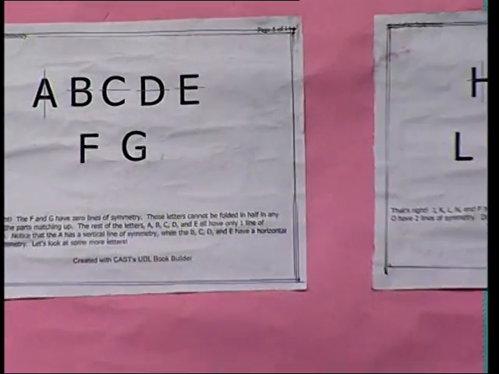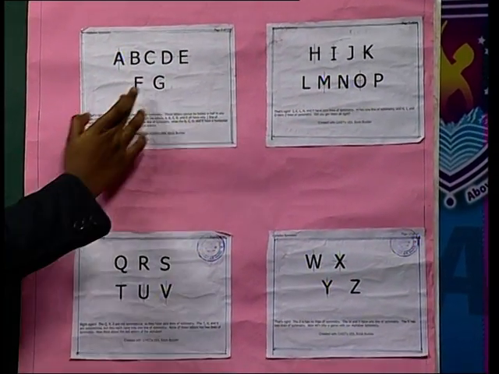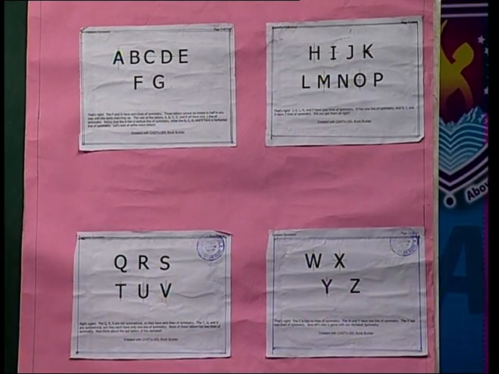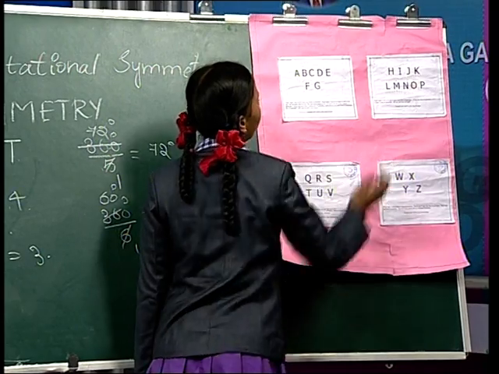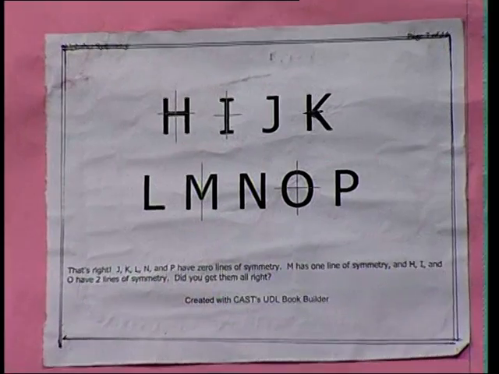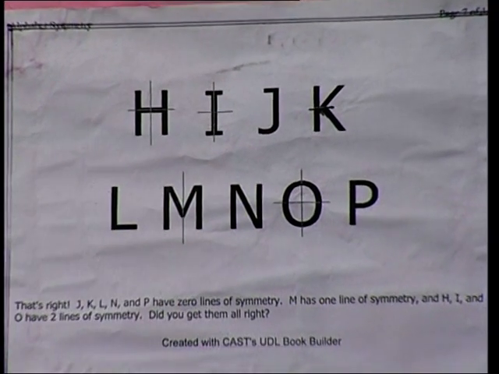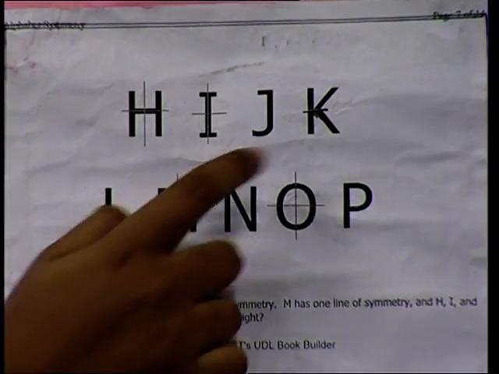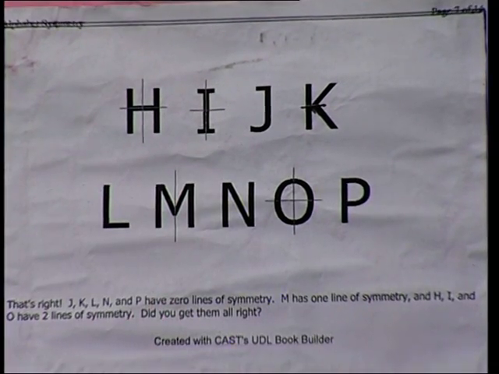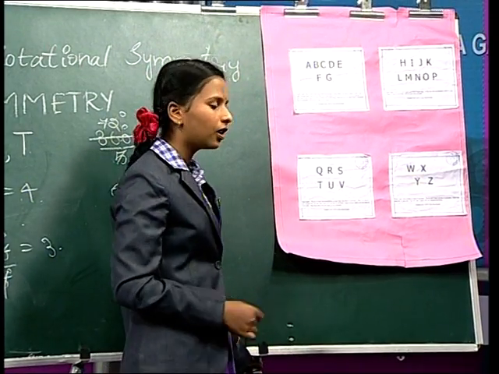The line of symmetry: A, B, C, D, E has line of symmetry 1. Then F and G have no line of symmetry. For H, I, O, it has 2 lines of symmetry. For J, L, there is no line of symmetry, that means 0. For M and K, it has 1 line of symmetry. For Q, R, S, no line of symmetry.